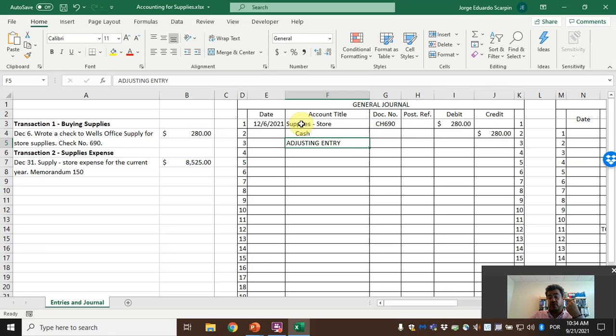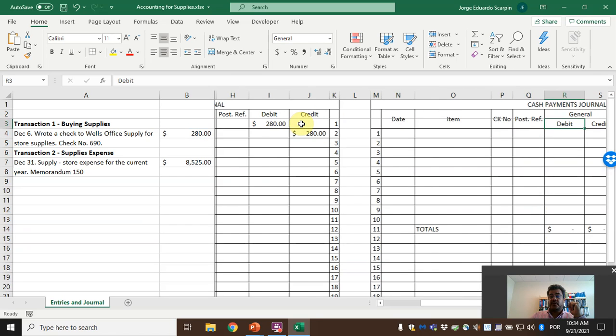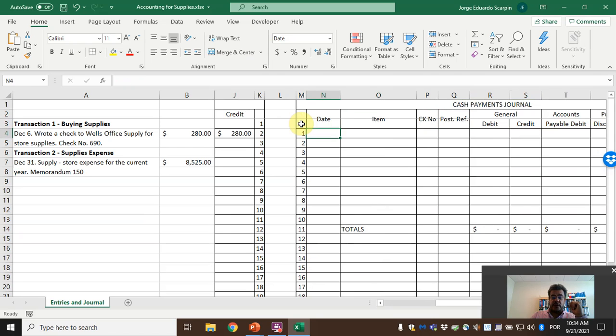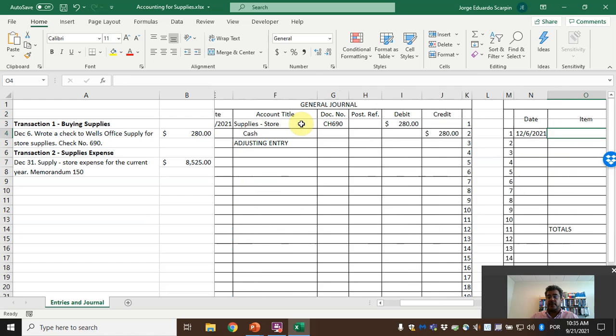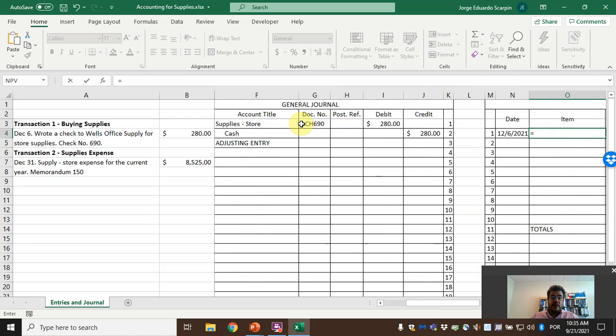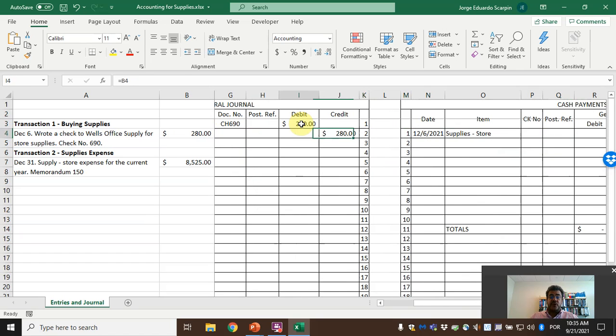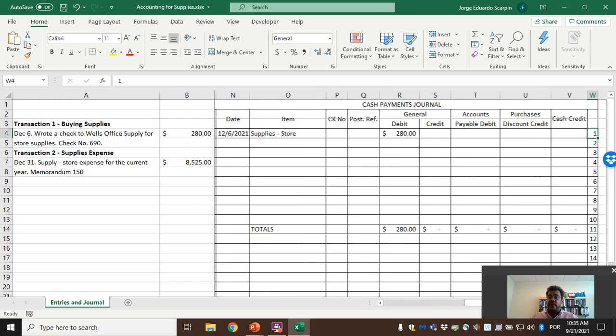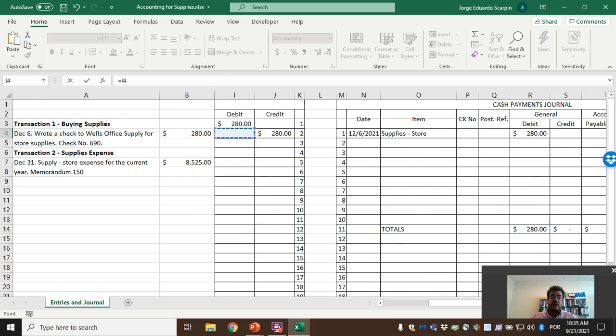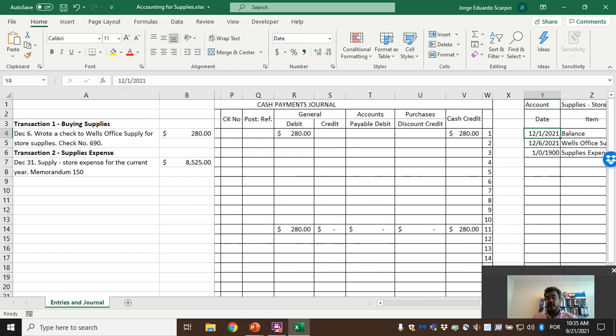We need to go to the remaining journals, not only general journals. The first one, cash payment journal. So the date is the same, December 6th. Items, supplies store. Supplies store, it is a debit 280. And our cash credit 280.